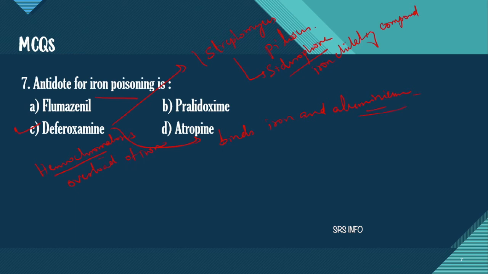In dialysis, there is a possibility of accumulation of aluminium in our blood. So, this is also used to treat this overload of aluminium in our body. Very important use of deferoxamine.